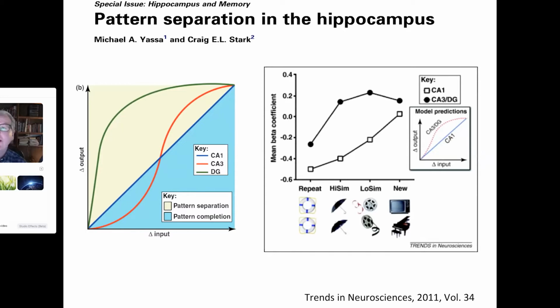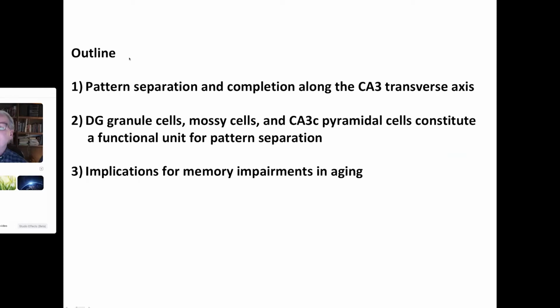So I'm going to talk about that in this talk. The outline is as follows. First, we're going to talk about pattern separation and completion on the CA3 transverse axis. The second part will talk about granule cells in the dentate gyrus, mossy cells, and CA3 pyramidal cells constituting a functional unit for pattern separation, working together. And finally, implications for memory impairments in aging.